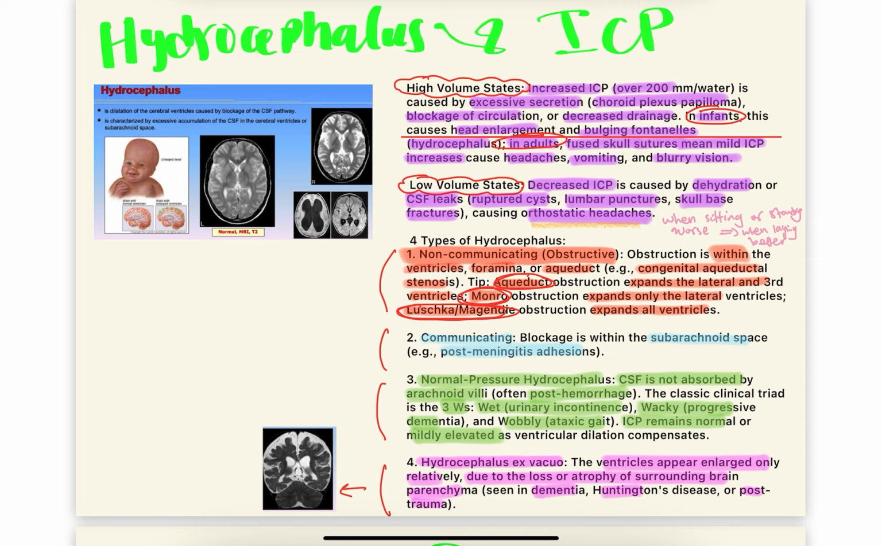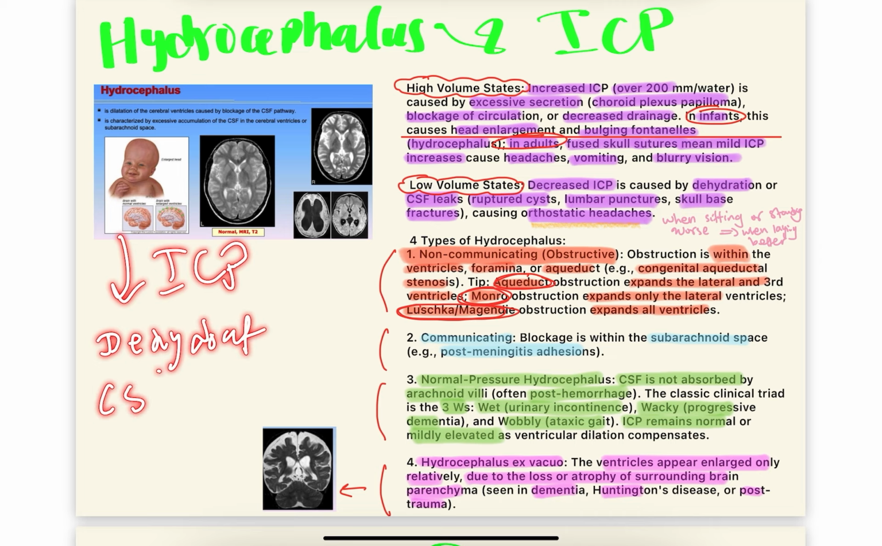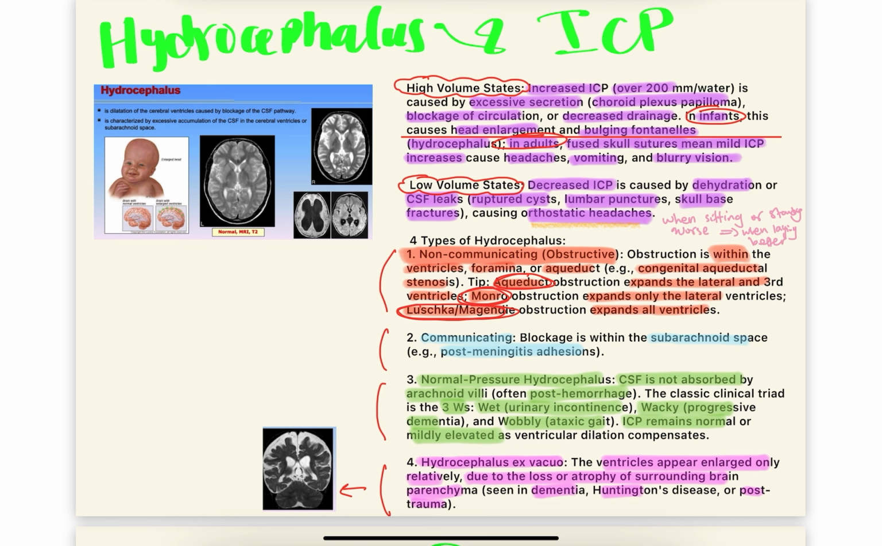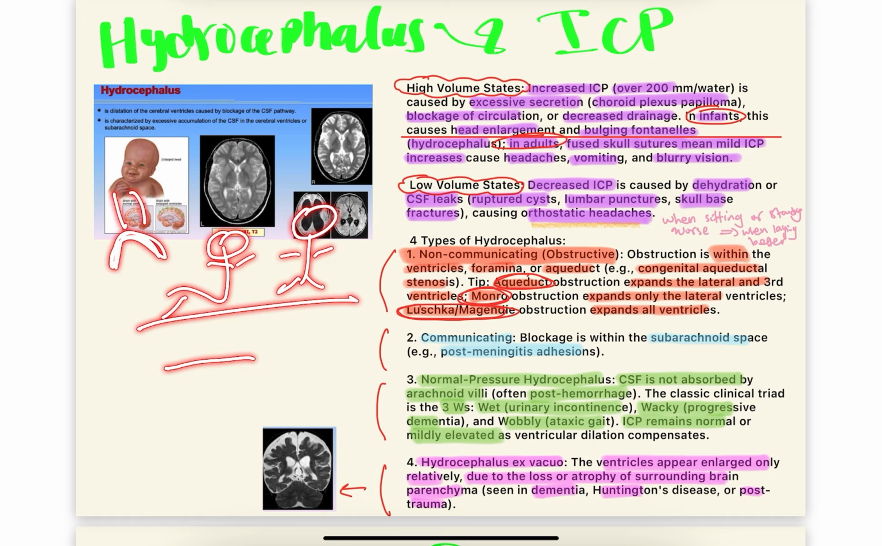The other scenario is when I have low intracranial pressure. It could be because of dehydration, or because CSF is being leaked due to a ruptured cyst, lumbar puncture, or skull base fracture. This will lead to something called an orthostatic headache. Orthostatic headache means that when a person is sitting or standing, they will feel bad, but when they are lying down, they will feel better.